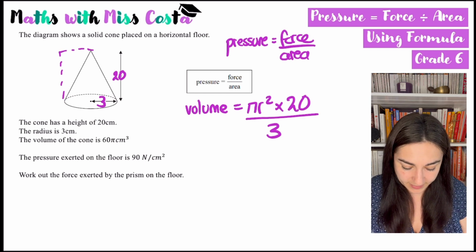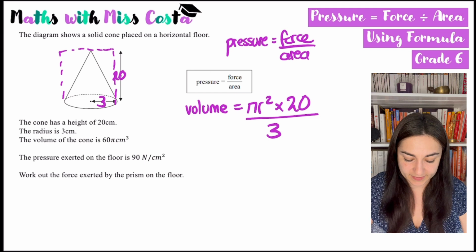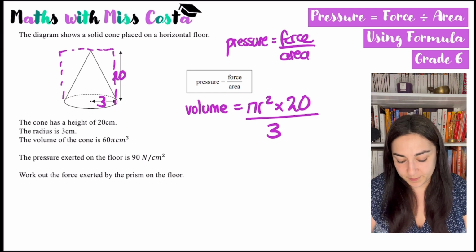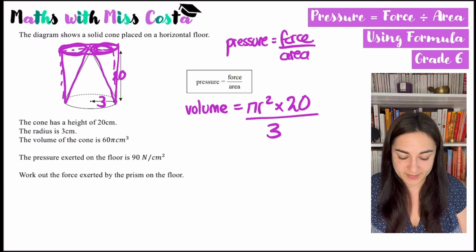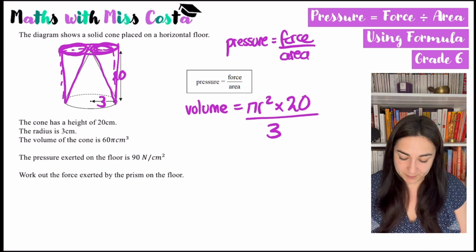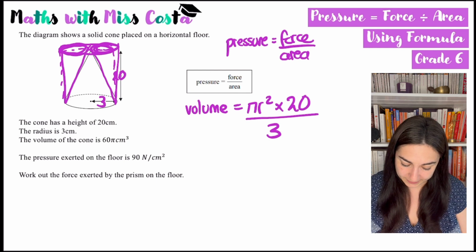So if we imagined it's a rectangle, you work out the area of the base, or a cylinder rather. You work out the area of the base, and then maybe you can see that roughly 3 little cones fit into it, so that's why we divide by 3. So pi r squared times the height divided by 3 is the volume.